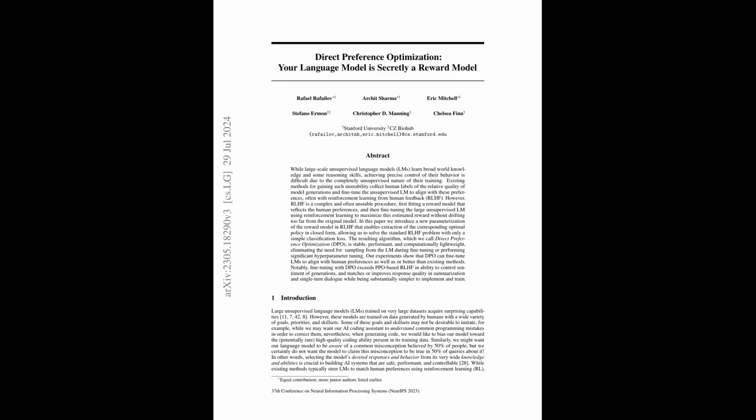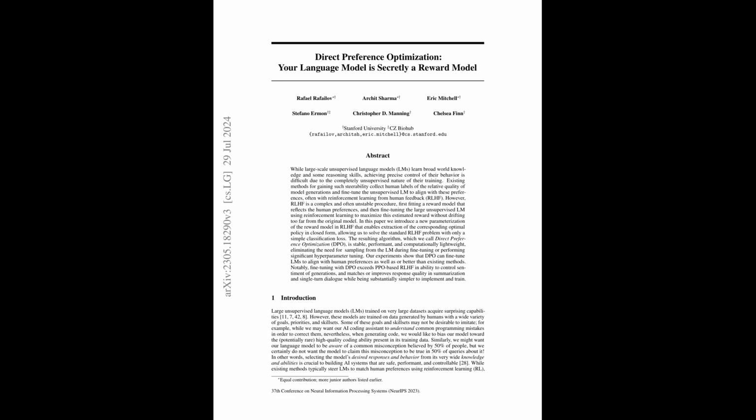Once the partition function drops out, you can write the human preference probability entirely in terms of the policy you're training and the reference policy, with no reward model anywhere in sight. Specifically, the probability that response 1 is preferred over response 2 becomes a sigmoid applied to beta times the difference in log probability ratios: the log of the policy's probability of response 1 over the reference's probability of response 1, minus the same ratio for response 2.